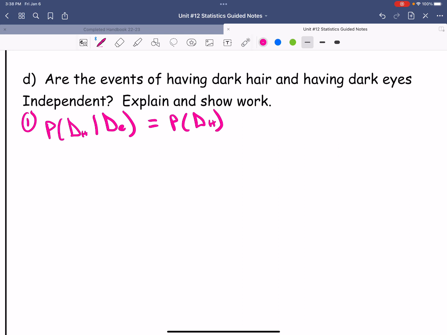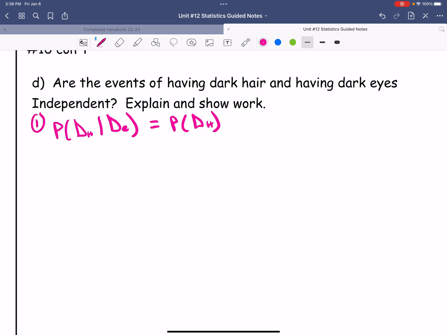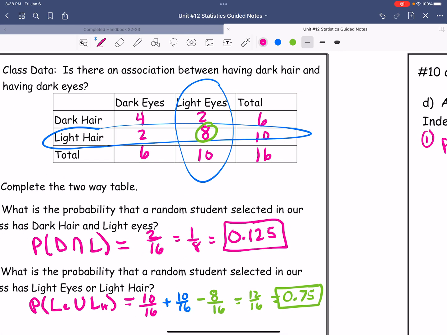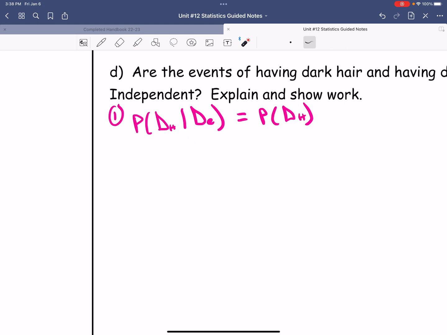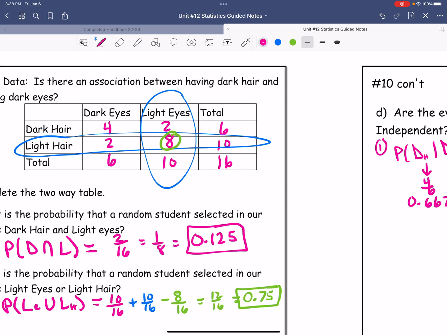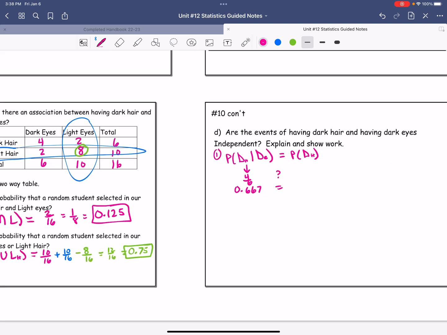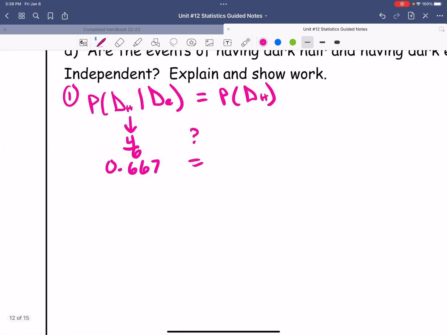Probability of dark hair given dark eyes is going to be 4 out of 6. So let's go over here. This is 4 out of 6, which is 0.6 repeating. I'm going to round, take it to the thousandths, and then I'm seeing if that's equal to the probability of dark hair. Now, dark hair is 6 out of 16. So I'm going to say 6 out of 16.